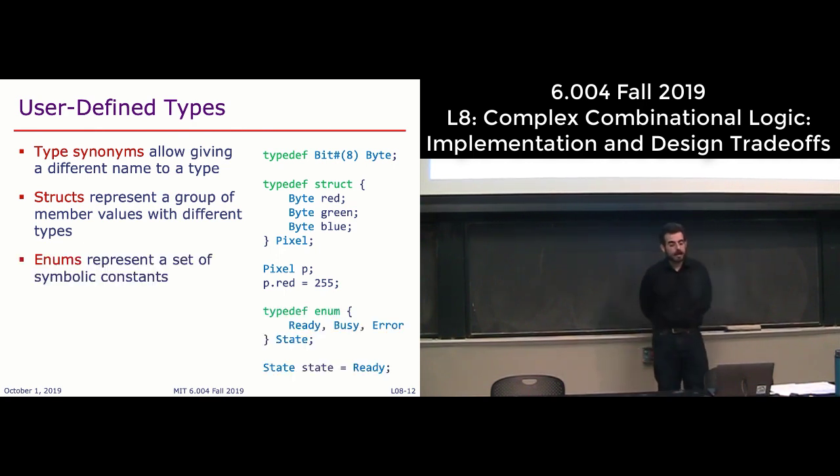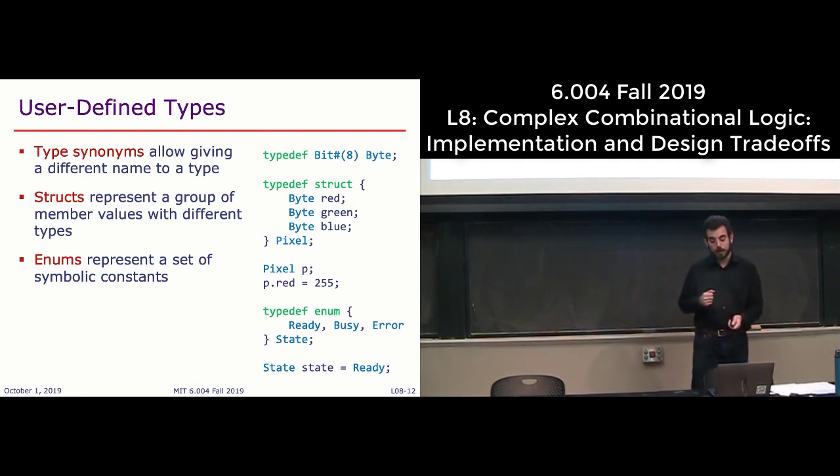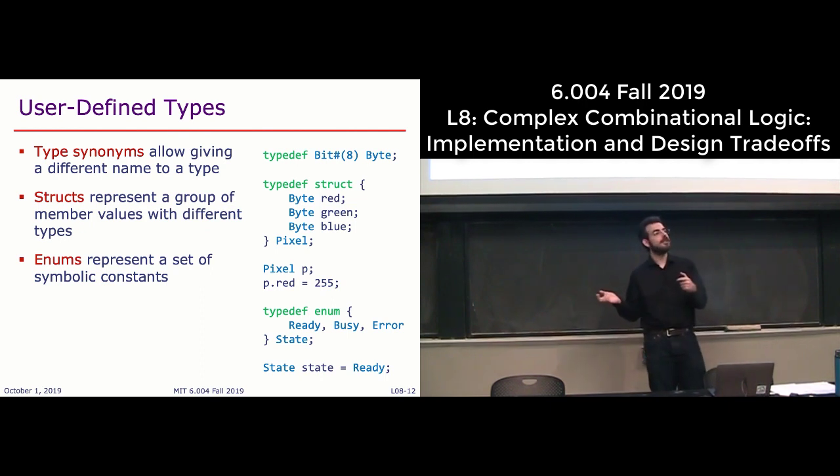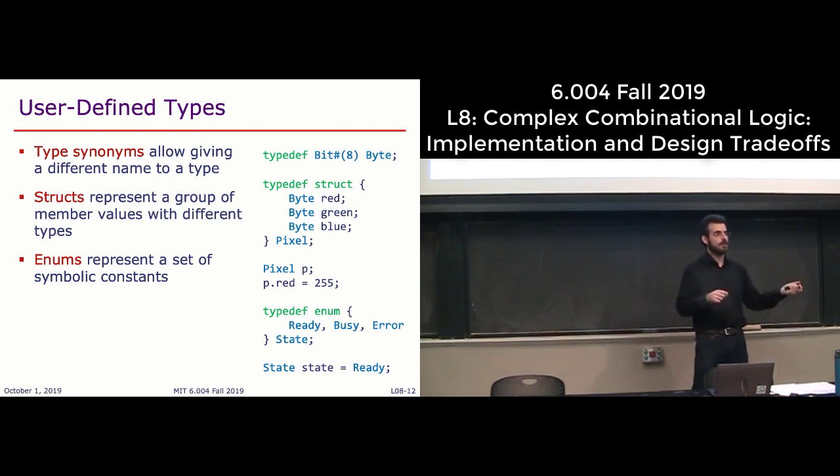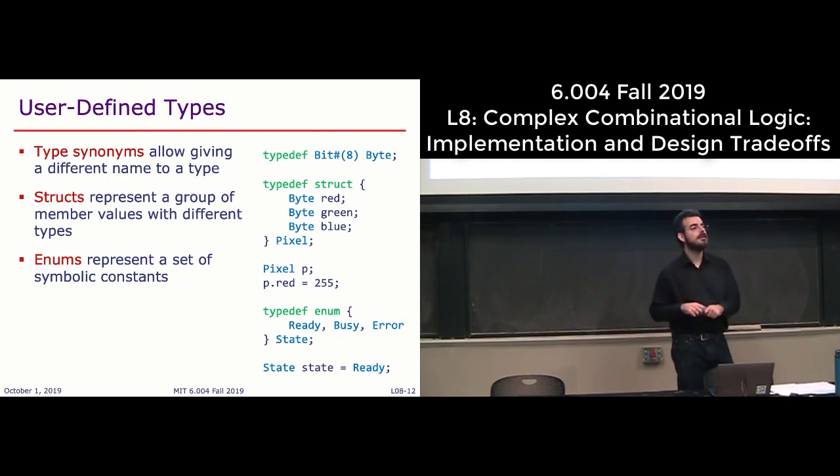Finally, we have enums or enumerations, which let you define a type that consists of a set of possible values that are represented as symbolic constants, as symbols. So for example, let's say that you're building some circuit that's going through different states, right? So it starts in some ready state. Whenever it gets an input, it goes to a busy state. If something goes wrong, it goes to an error state. So you can just encode this with this enum here.